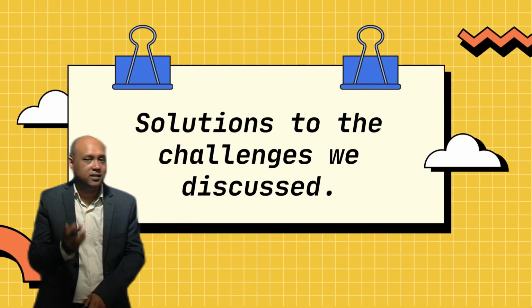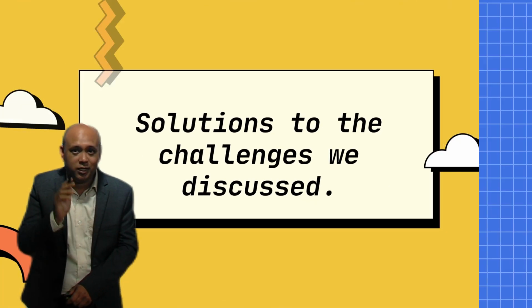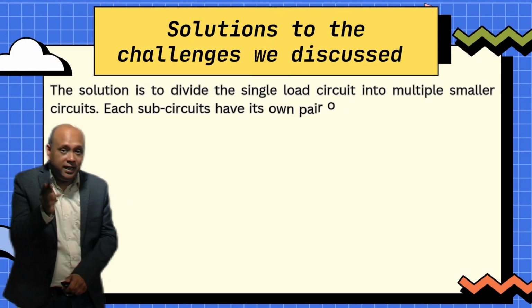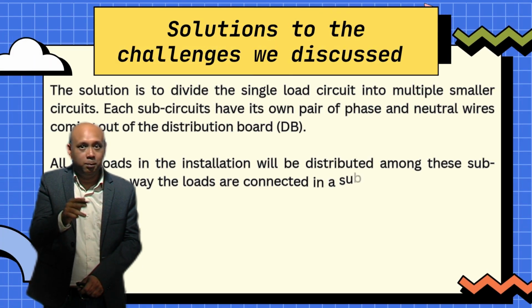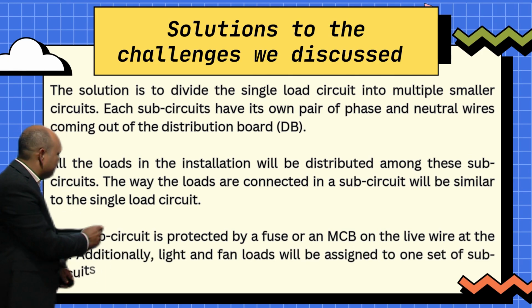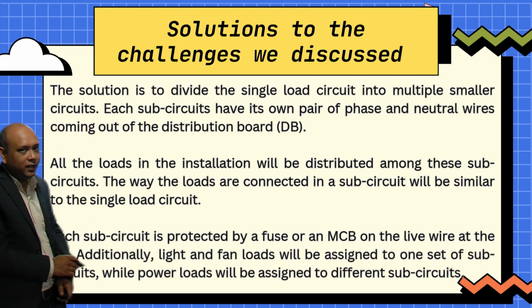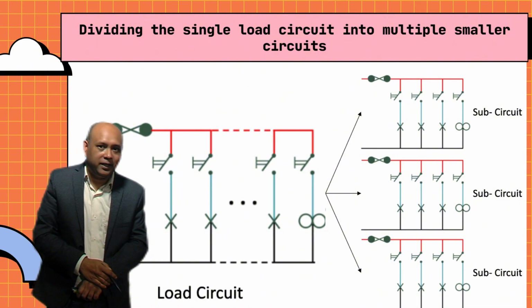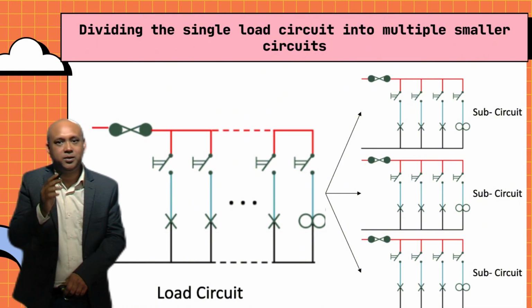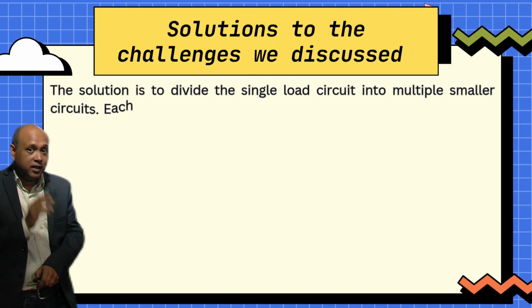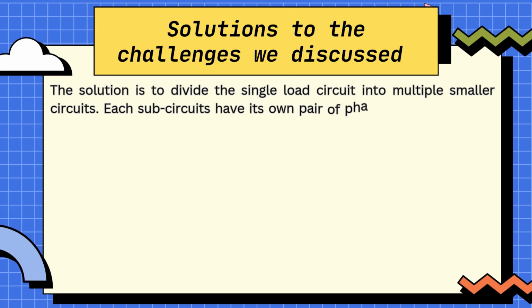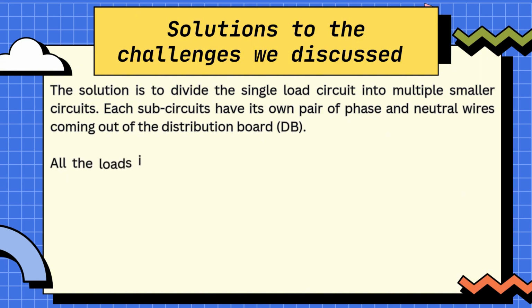So, what is the solution to the challenges we have discussed? The solution is to divide the single load circuit into multiple smaller circuits. These smaller circuits are called sub-circuits. Each sub-circuit will have its own pair of phase and neutral wire coming out of the distribution board.